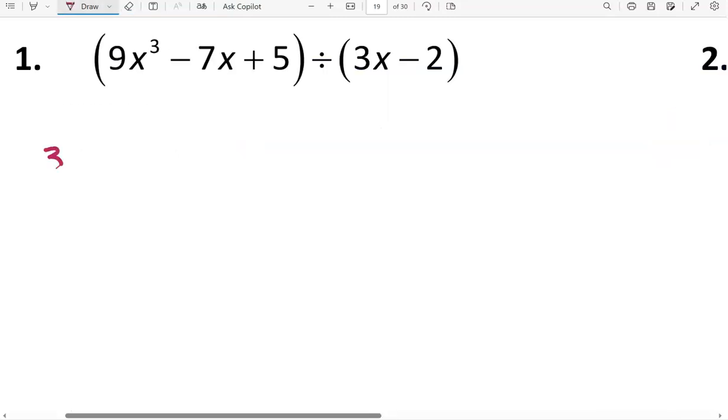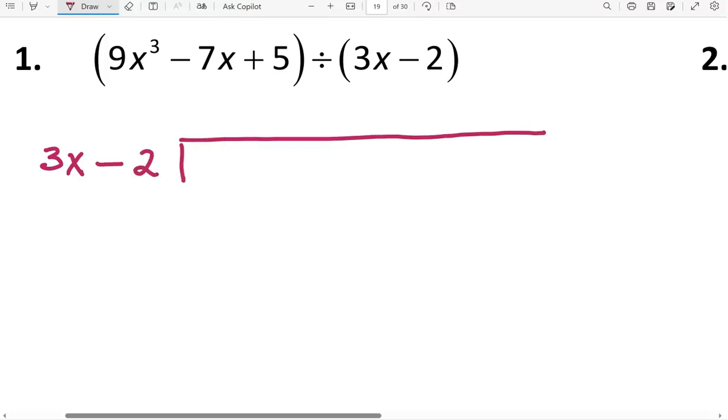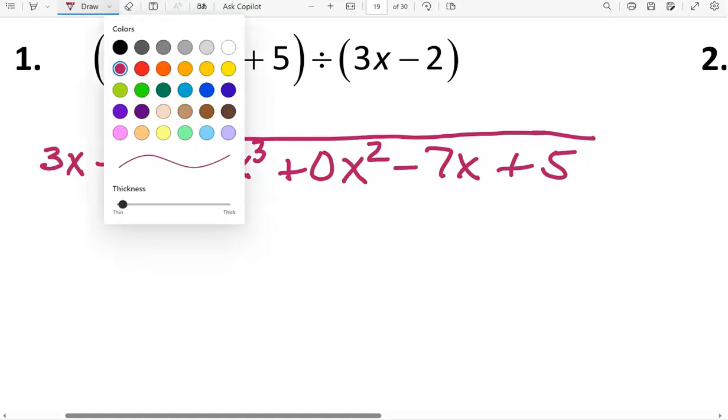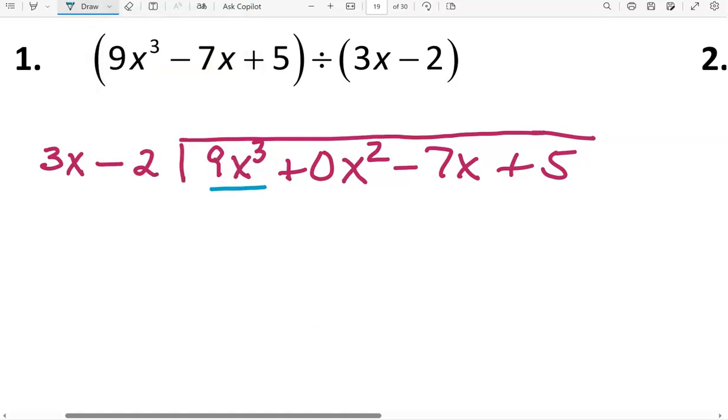For number 1, we're going to set up the division and put 0 placeholders where appropriate. So 9x cubed plus 0x squared minus 7x plus 5. So first step is first term divided by first term. 9x cubed divided by 3x is 3x squared.